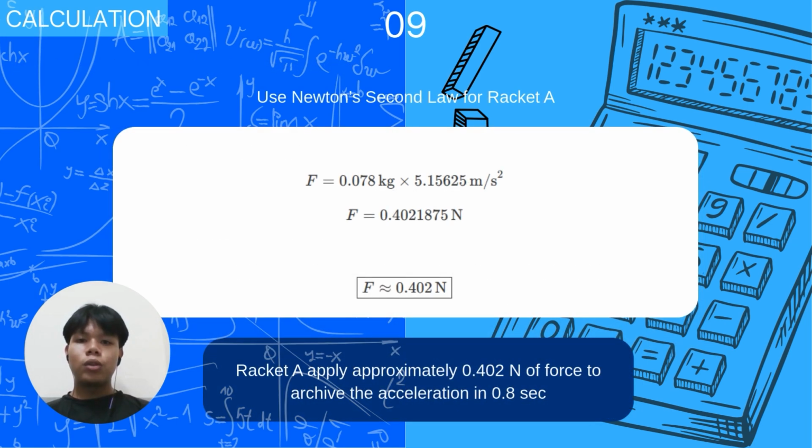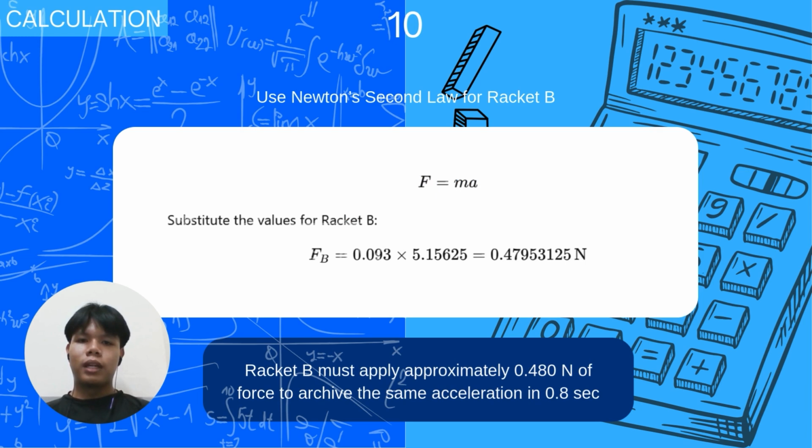Next, we use Newton's second law for racket A to find the force that must be applied to achieve the acceleration in 0.8 seconds. We use F equals ma, where F is the force, m is the mass of the racket, and a is the acceleration. Then we get the force for racket A is approximately 0.402 newtons.